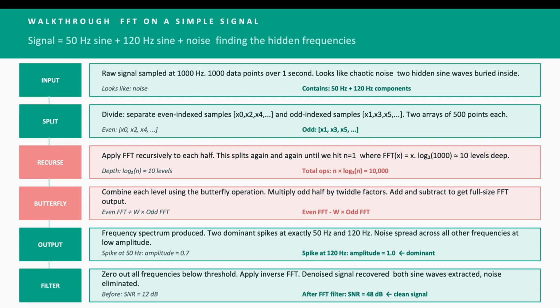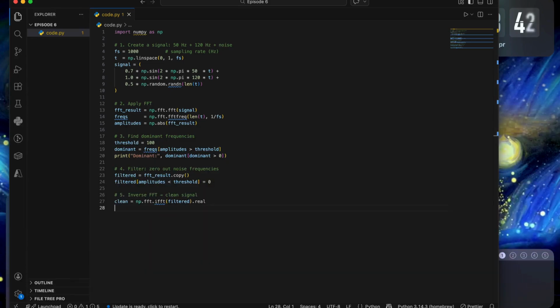We apply a threshold. Any frequency component with amplitude below our threshold gets zeroed out. Then we run the inverse FFT to go back to the time domain. The result: a clean signal with both sine waves preserved and the noise eliminated. So the signal-to-noise ratio goes from 12 dB before to 48 dB after the FFT filter. That is an extraordinary improvement. So here is the full pipeline in NumPy, 5 steps.